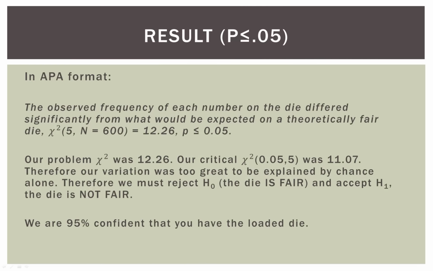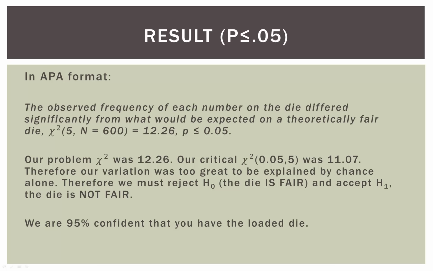So how do we interpret that result? Now, if we actually use the APA format, which I encourage you to do, depending on your discipline, of course, what we would say is that the observed frequency of each number on the die differed significantly from what would be expected on a theoretically fair die. Of course, we have our chi-square, 5 is our degrees of freedom, n is the number of times we rolled the die, and that equaled 12.26. And then our p-value was 0.05. So if you were writing this in a journal, that's exactly how it would look in APA format.